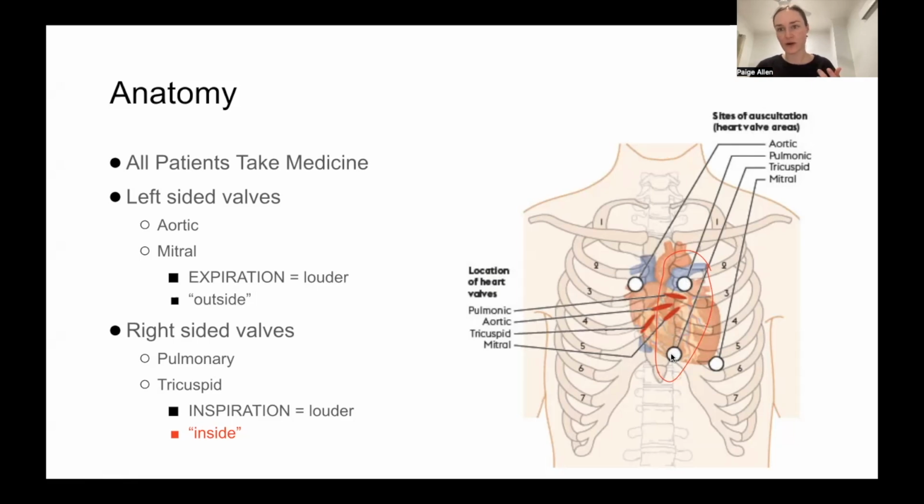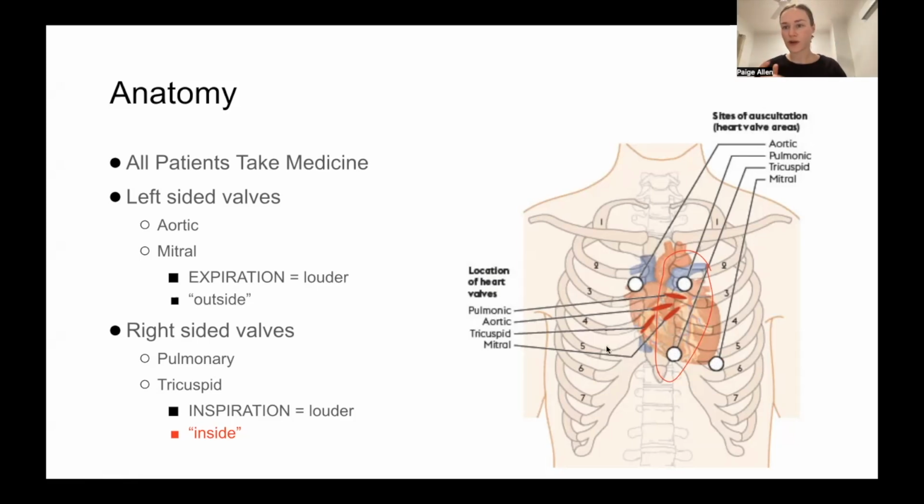And I use this to remember which ones are louder on inspiration or expiration. So these are the inside ones, and the murmurs there are going to sound louder on inspiration. And the outside ones are aortic and mitral. They're going to sound louder on expiration.